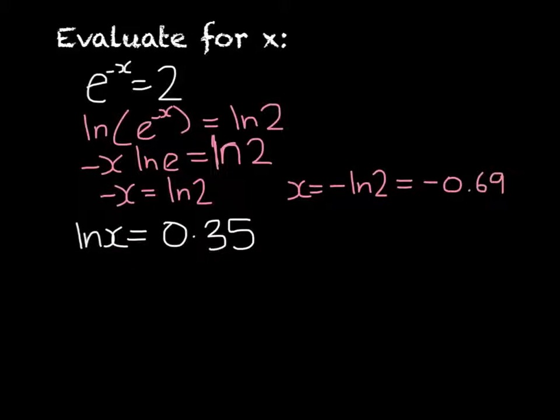Here we have ln of x equals 0.35. We can rewrite this in exponential form. e to the 0.35 equals x. And so now we can just evaluate this with a calculator. And we end up with 1.42 about.